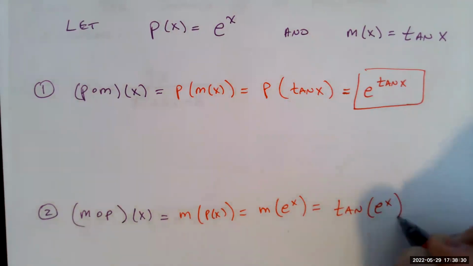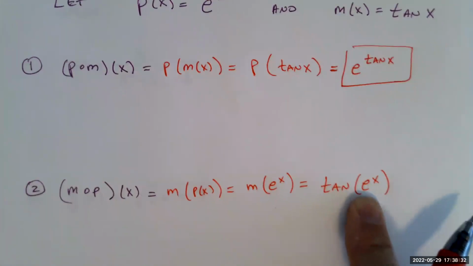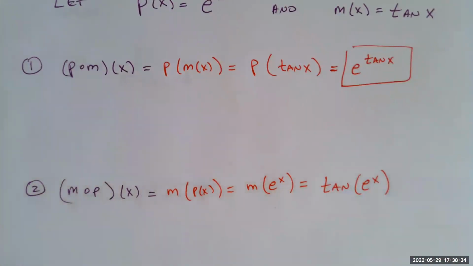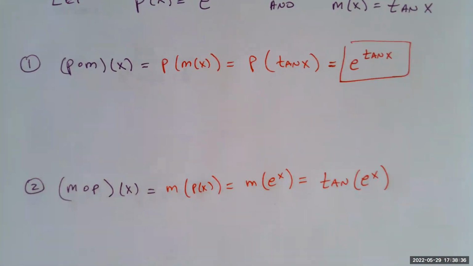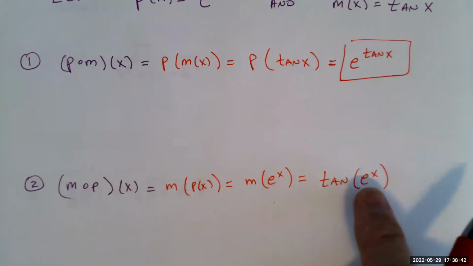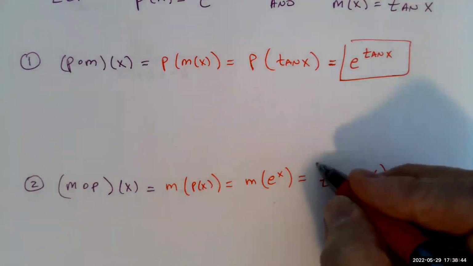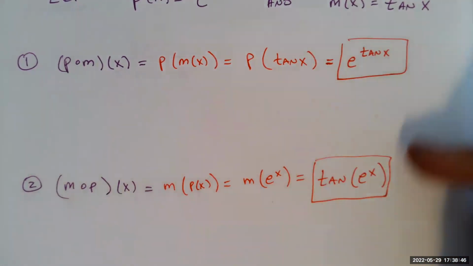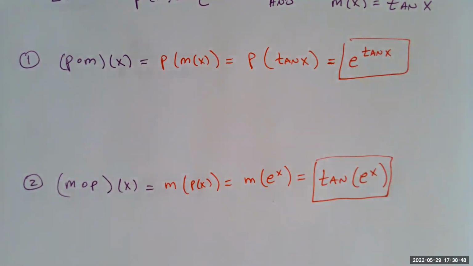I would prefer to write it that way, emphasizing that we don't have to have the parentheses here. A lot of times we drop that, but it's important to realize this is tangent of e to the x and not tangent x times e to the x. But again, you can see when we compose differently, we get different outputs.